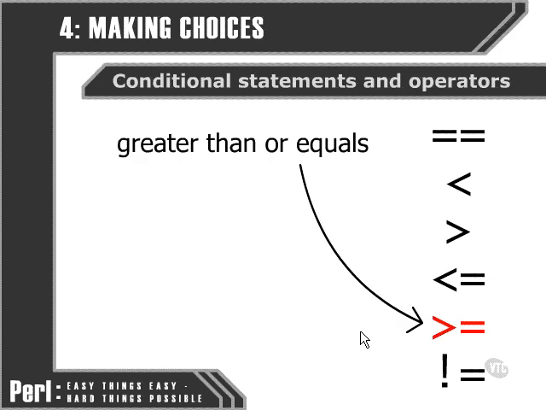Similarly with greater than or equals. We get a true response if variable a was 2. We'd also get a true response if variable a was 50 or variable a was 20. But we get a false response if variable a was 1 or -10.